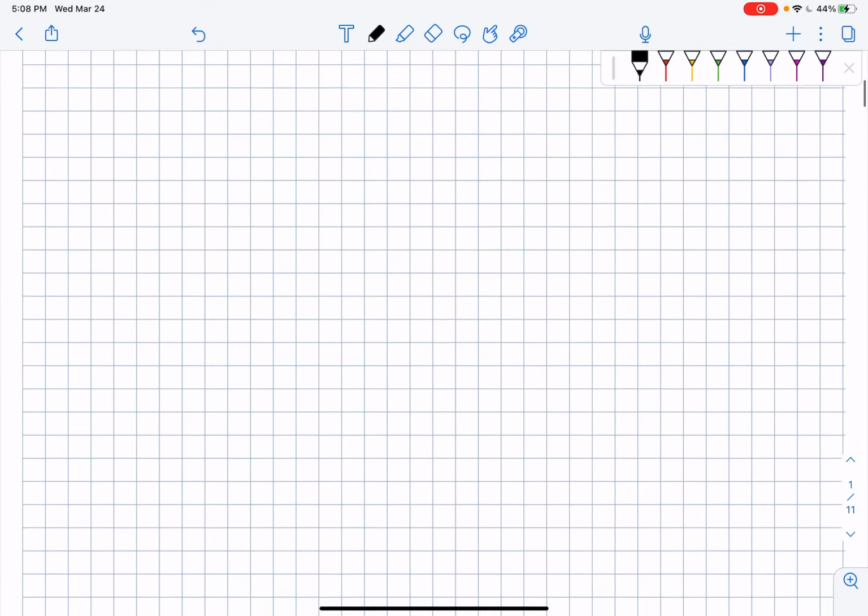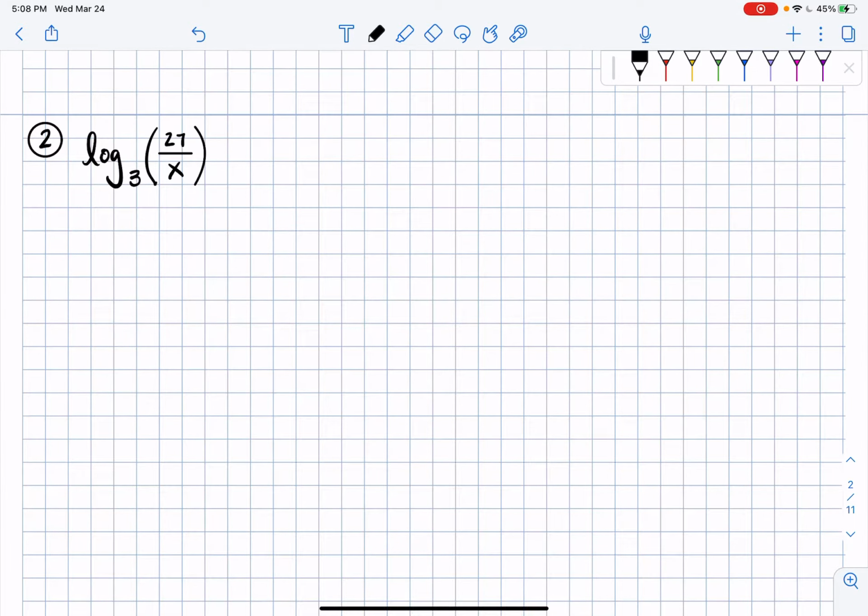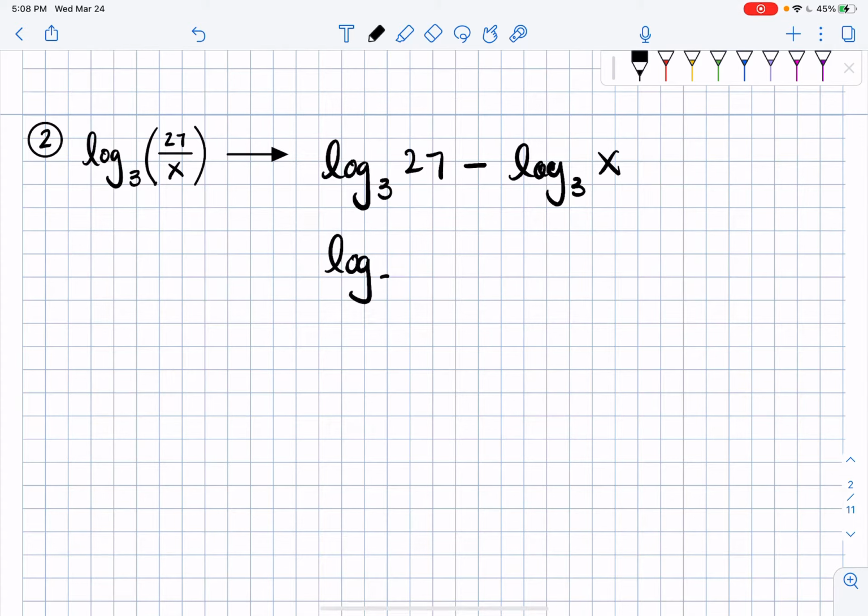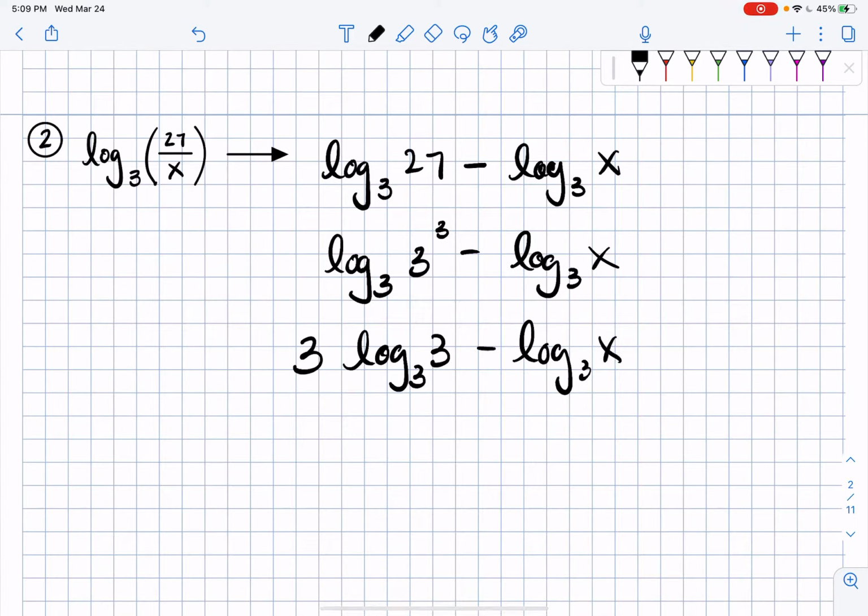All right, that's 1. Number 2. I have division here. That means I have to subtract. So this right here would give me log base 3 of 27 minus log base 3 of x. Awesome. So I can write the 27 as a base of 3. So I have log base 3 of 3 to the third minus log base 3 of x. The power rule gives me 3 log base 3 of 3 minus log base 3 of x.